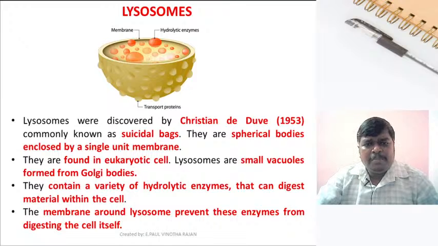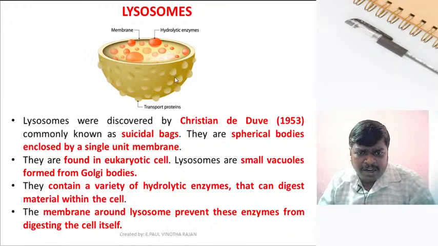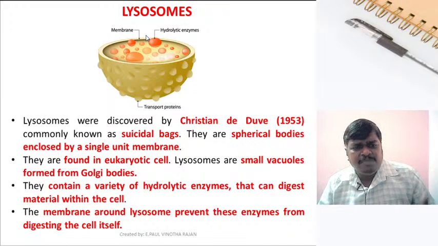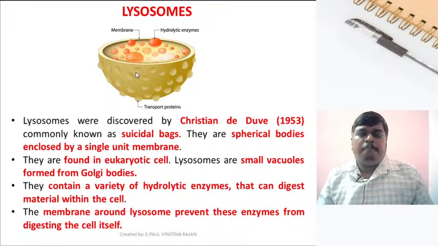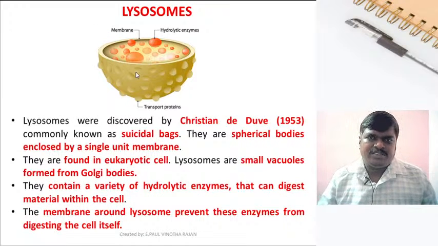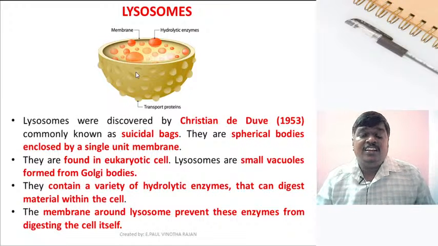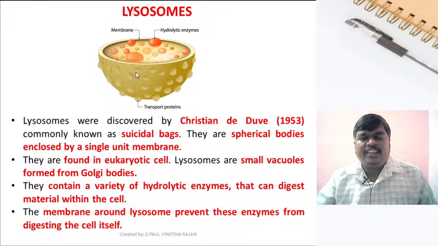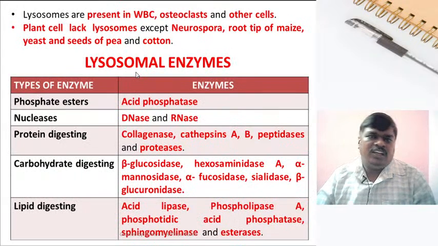The membrane around the lysosomes, can you see it here? It is a single membrane around the lysosomes. The hydrolytic enzymes will not digest the cell itself, so the cell membrane is protected from the hydrolytic enzymes. But these hydrolytic enzymes can kill other cell structures or other foreign bodies. They can digest them, but they won't digest the cell itself. That is the function of that.